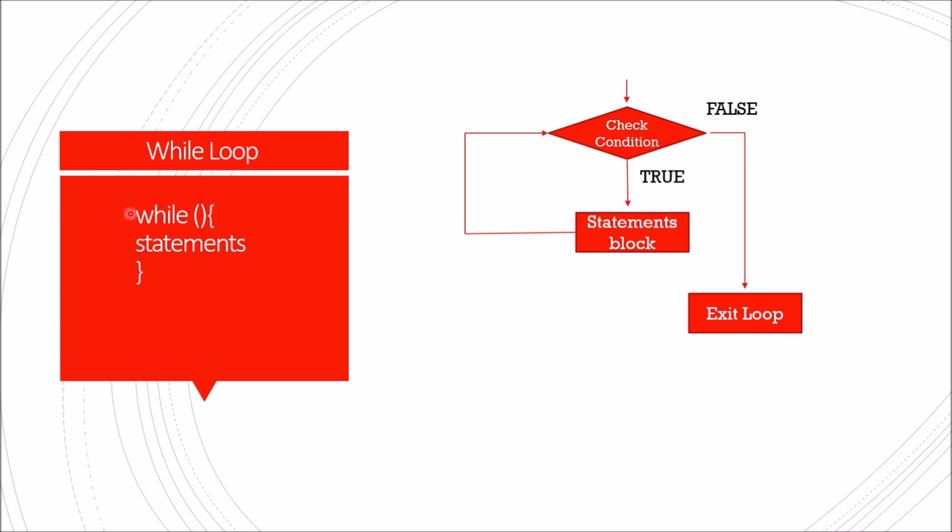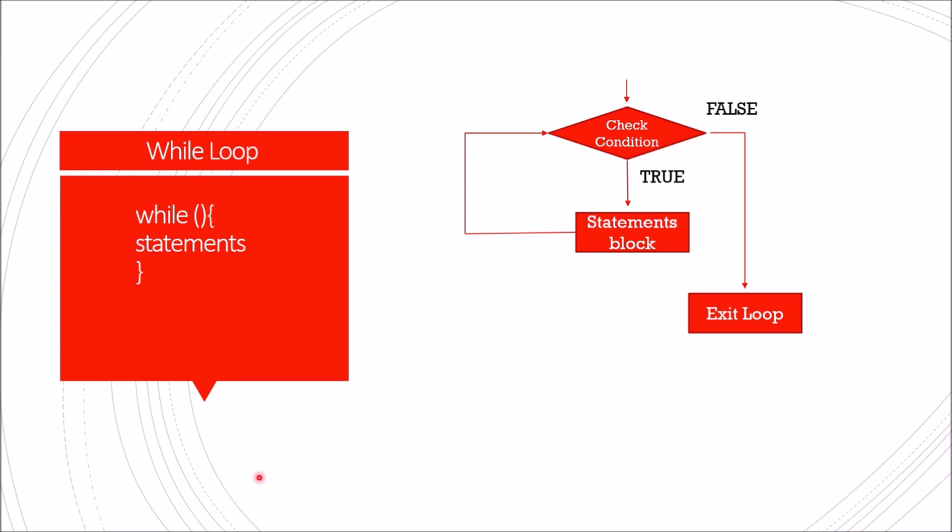The format to write the while loop is the reserved word while, then two parentheses that will hold the test condition or the statement to be tested, and within these curly braces the statements to be executed if the statement within the parentheses is true.